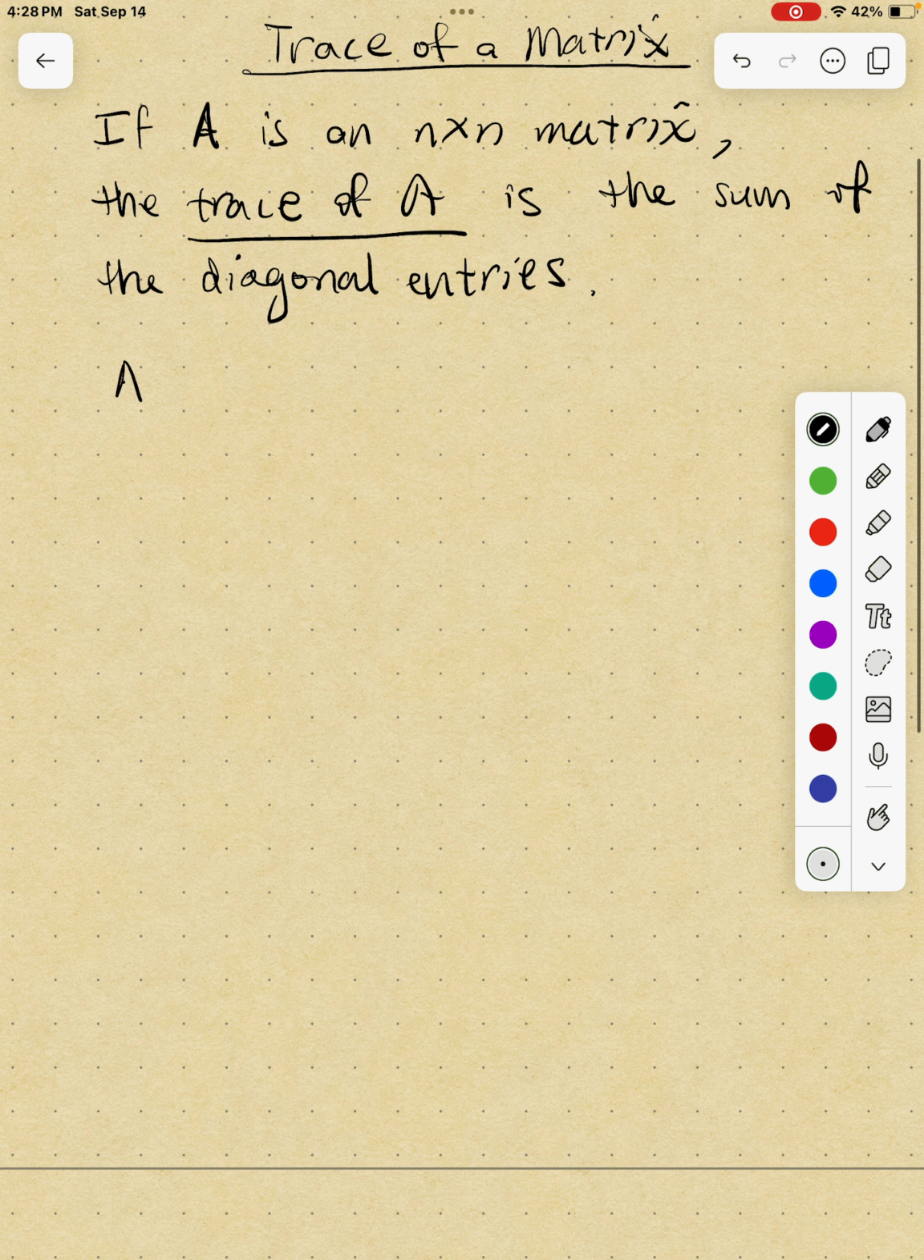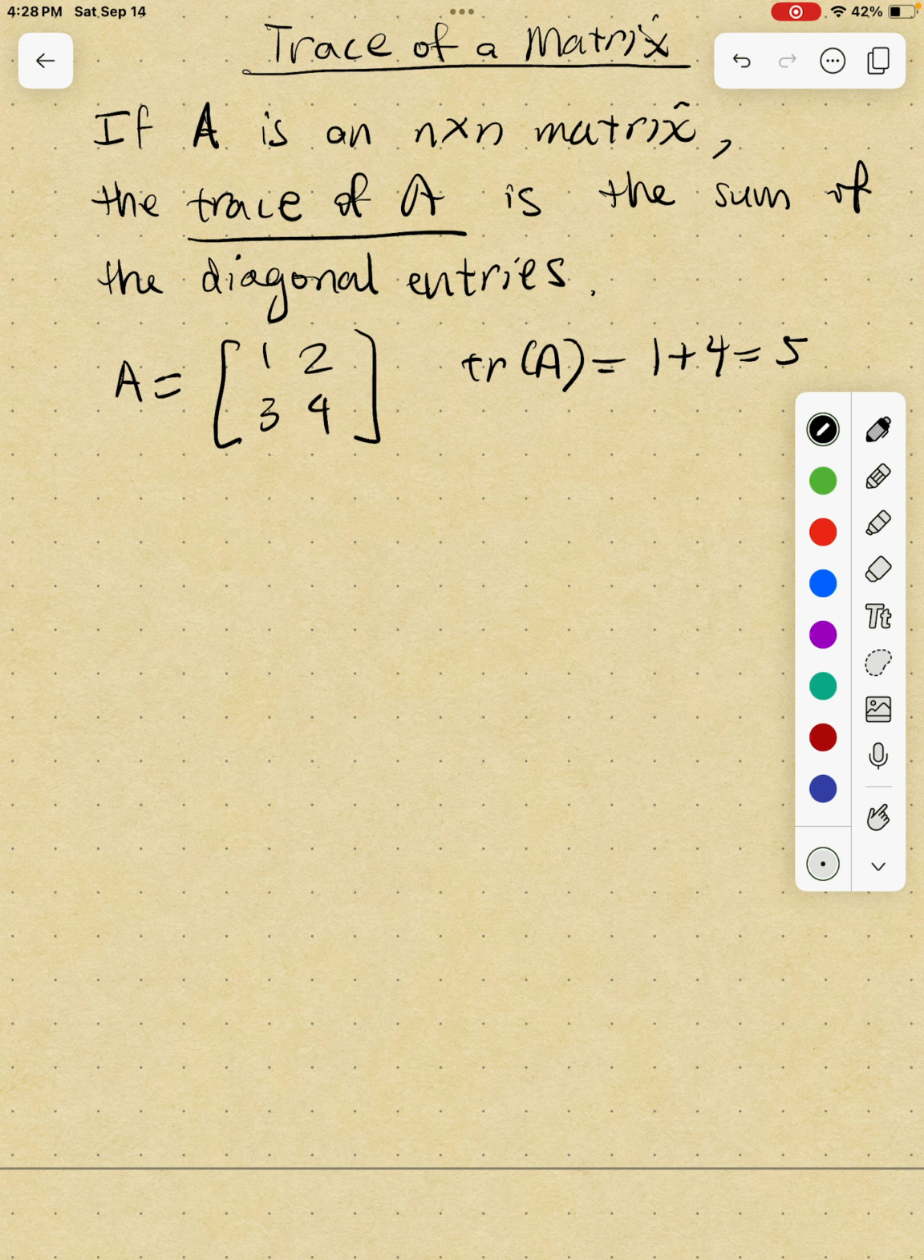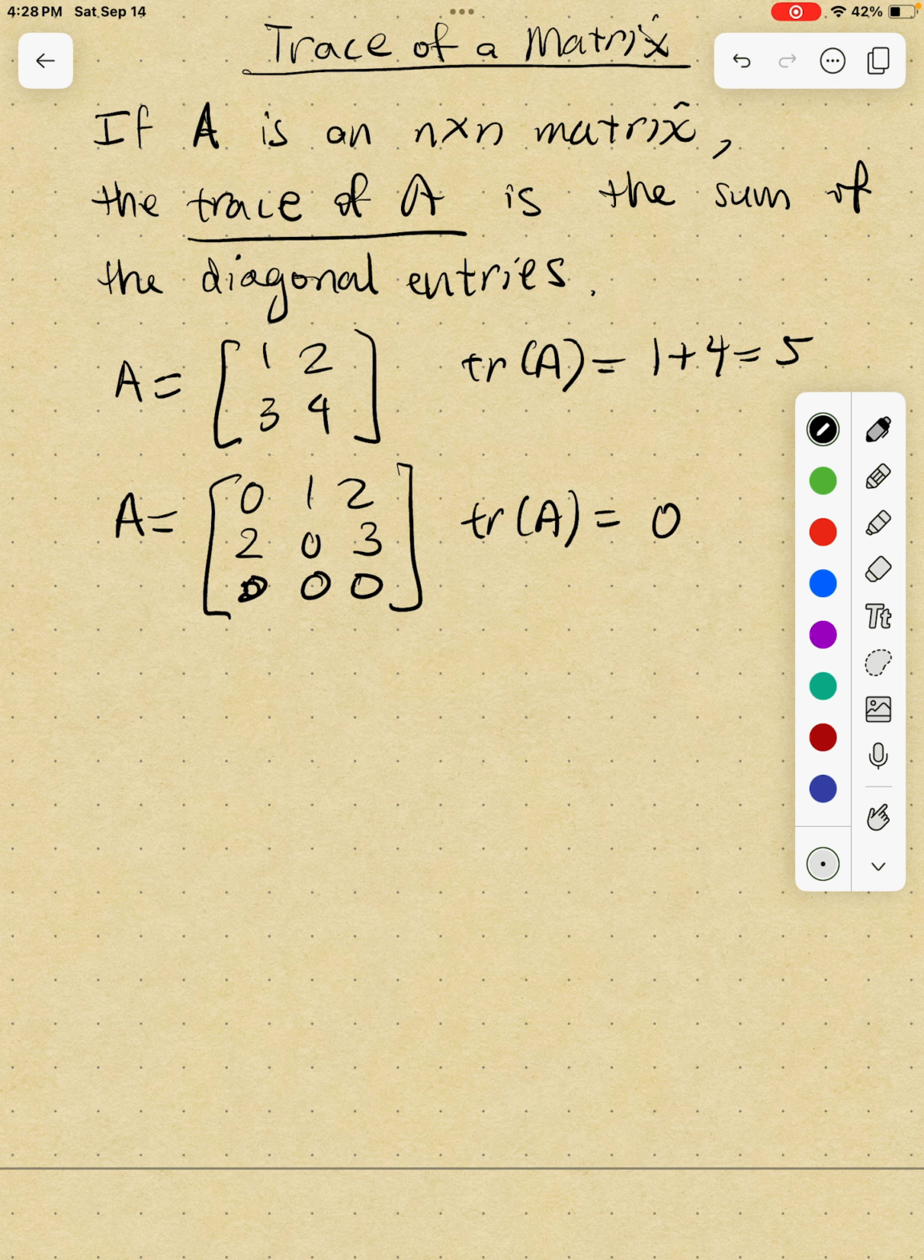So for instance, let's say that A is this matrix 1, 2, 3, 4, then the trace of A, written like this, is 1 plus 4, which is 5. And if you have another example, like something like this, then the trace of A is just 0 plus 0 plus 0, which is 0. Right, the sum of the diagonal entries.